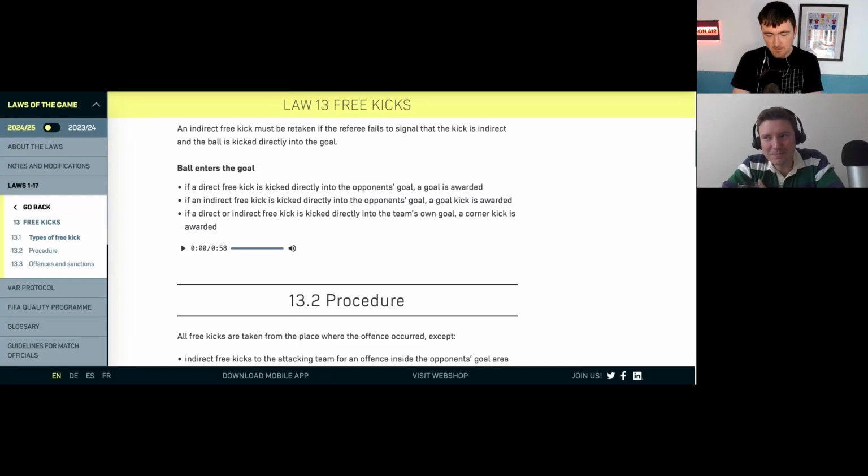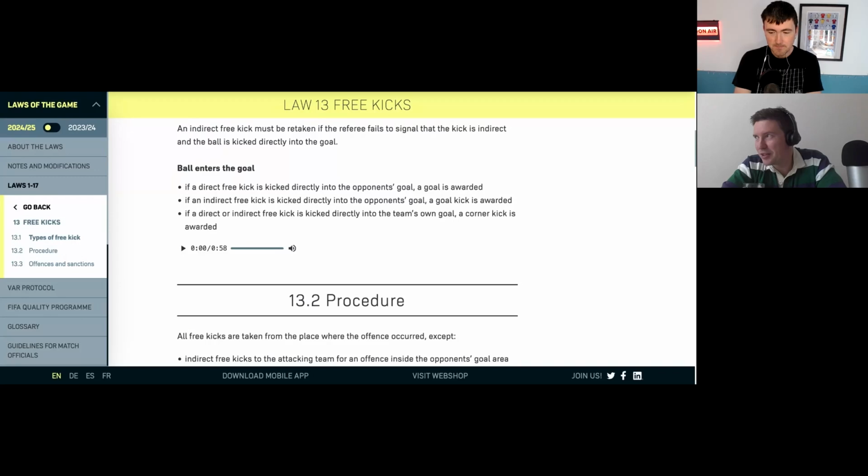It's not a goal. What is it? A goal kick. Yeah, I always think that for an indirect free kick, and the same is true of some other restarts like throw-ins, you just pretend the goals aren't there and it's just gone over the line for a goal kick. And if either a direct or indirect free kick is kicked into your own goal, what happens?